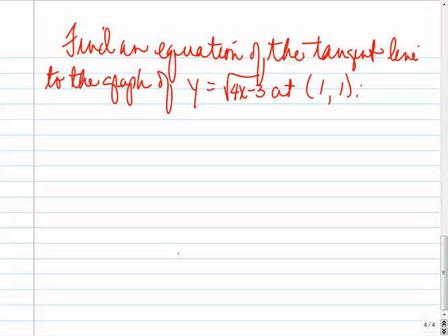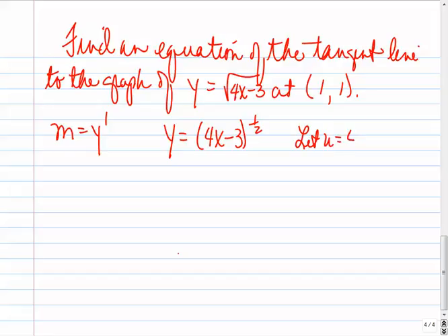Now remember, to find the equation of the tangent line, you've got to have a point on the line, which you're given, (1, 1), and the slope. Remember, the slope is equal to the derivative. You have to find the derivative of that function to get the slope of the line. Okay, so we're going to have to use the chain rule. So first of all, I want to rewrite it in exponential form. So the square root of 4x minus 3 is (4x minus 3) to the 1/2 power. That means that u is equal to 4x minus 3, and du is equal to 4.